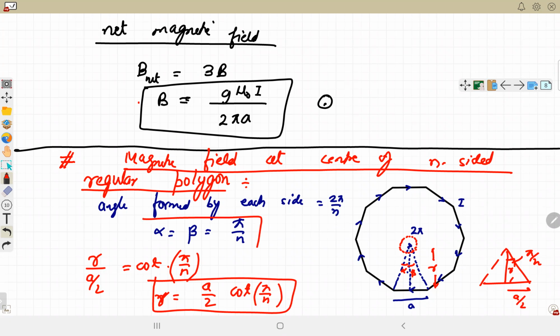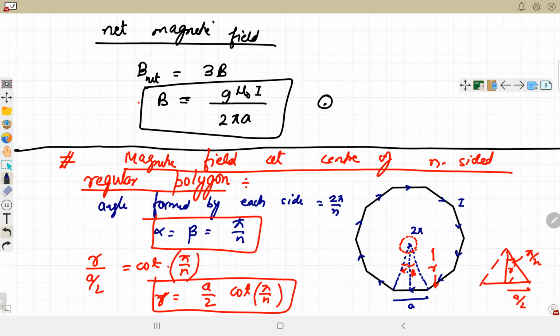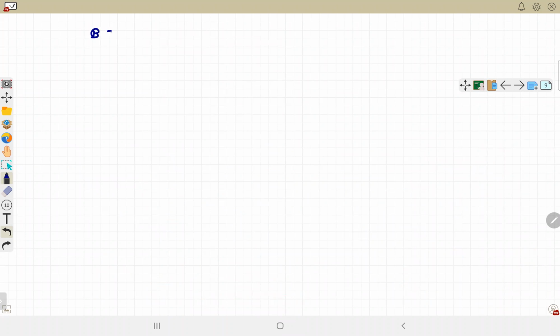We have the value of alpha and beta, we have the perpendicular distance. First calculate it for each wire and then multiply with n, because each wire produces exactly the same magnetic field in the same direction. This is clear. Perpendicular distance r is base upon perpendicular, cot theta, so it becomes cot pi by n.